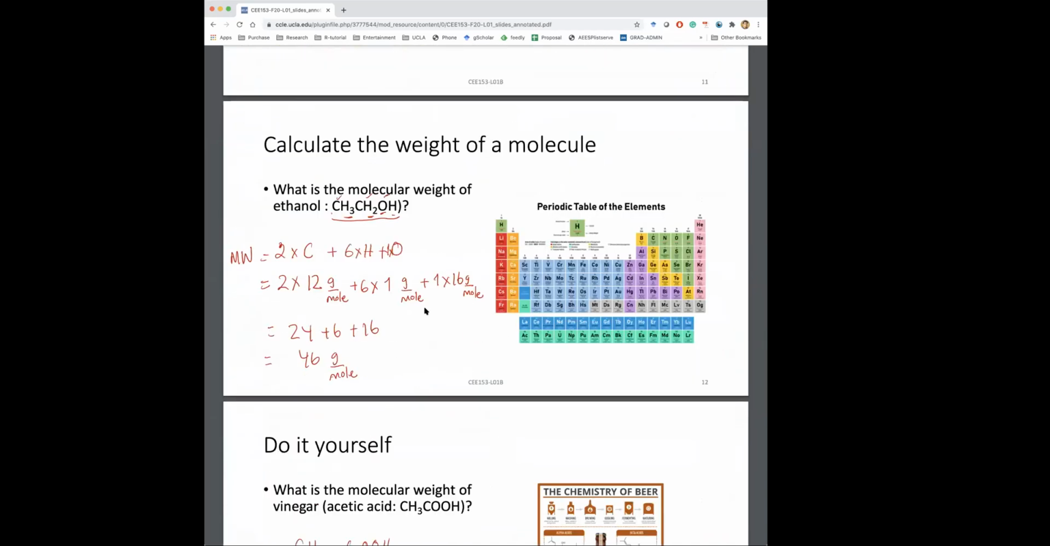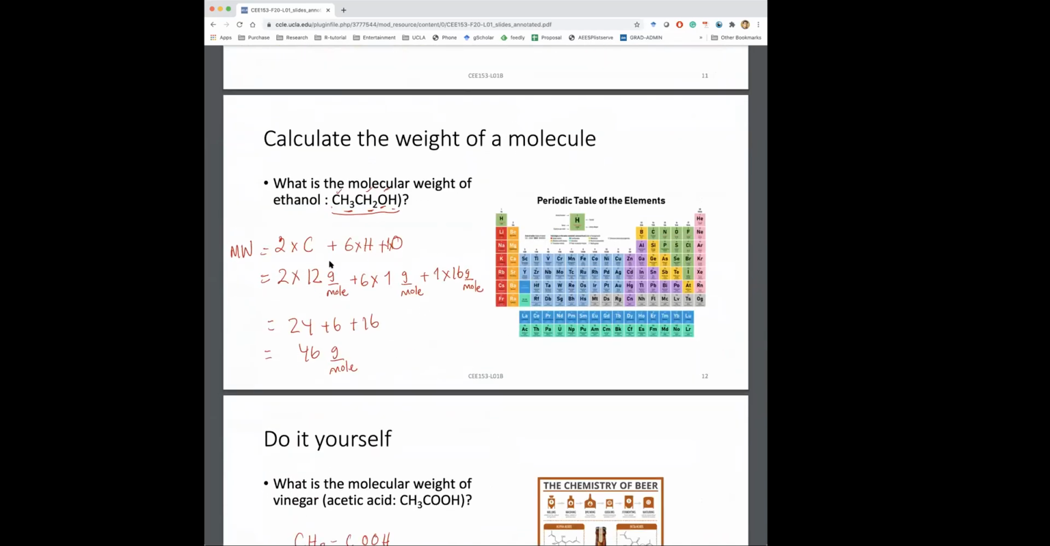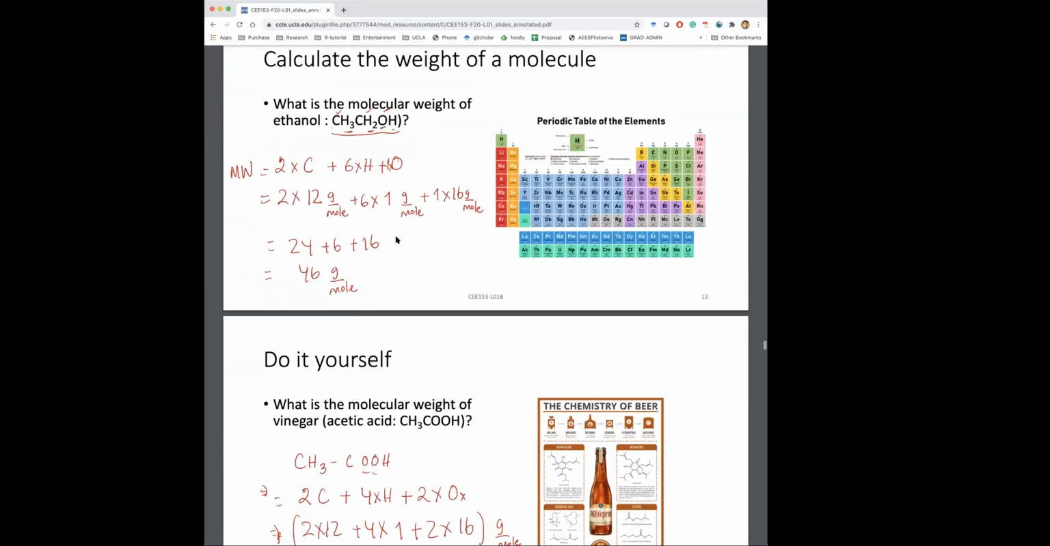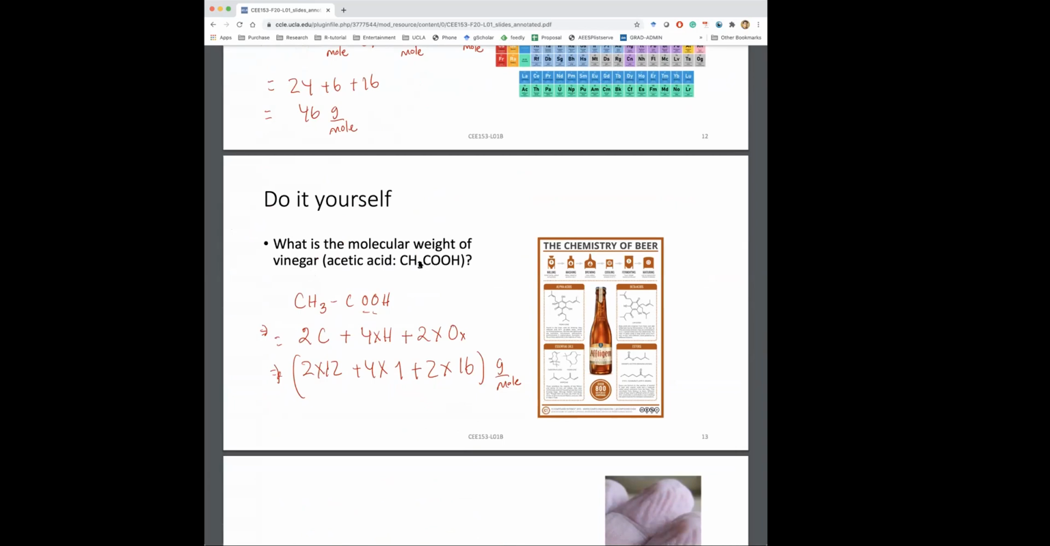You'll hear that on YouTube. And then as you can see, there are examples. I solved it. What's the molecular weight of ethanol? So I solved that. Same thing, I have another example. What's the molecular weight of acetic acid, which is vinegar? So you see these are examples already solved for you.